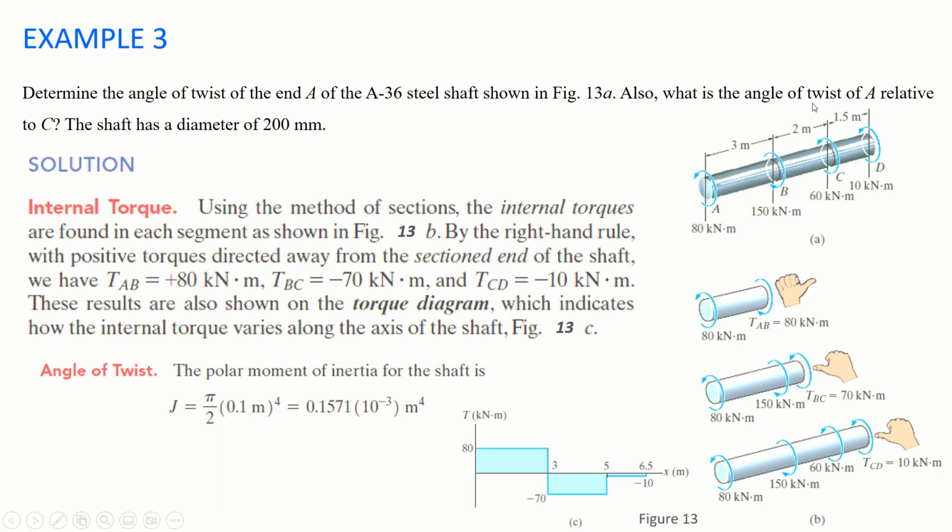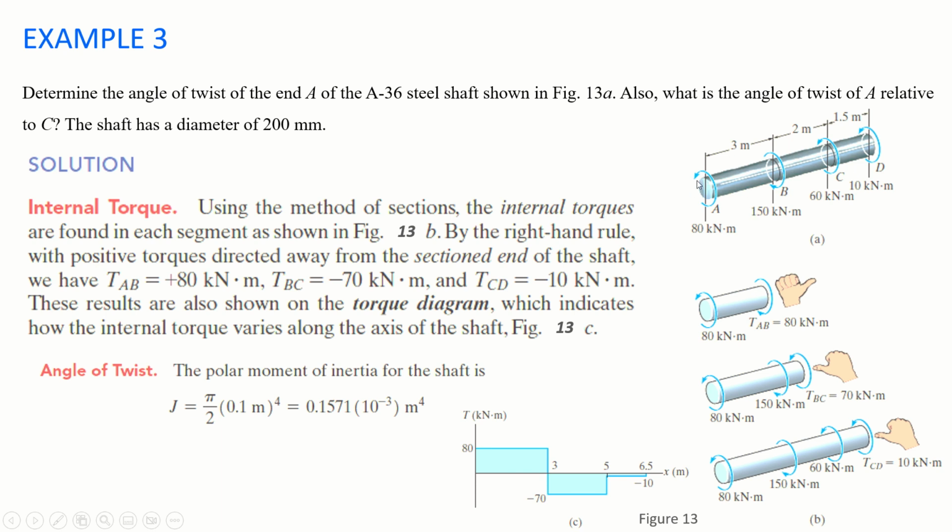Now it asks what the angle of twist of A is, relative to C. So you have to find phi of A relative to C, right? The shaft has a constant diameter of 200 millimeter. Now the solution. The first step is to find the internal torque, because for phi you need torque. So using the method of sections, we will take three different sections: for example, section 1 here, section 2 here, and section 3 here.